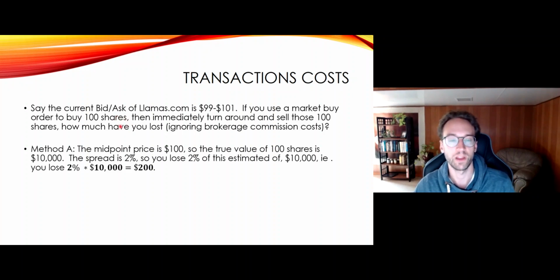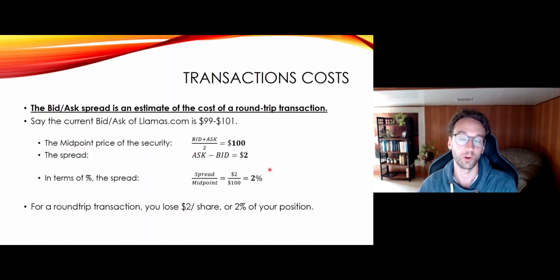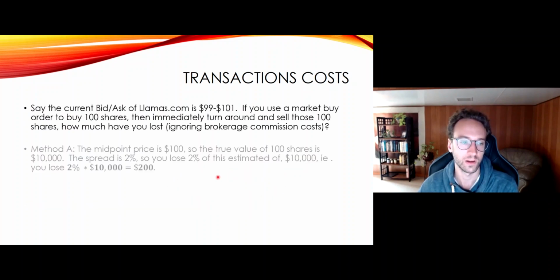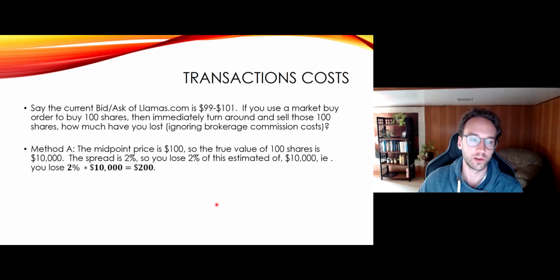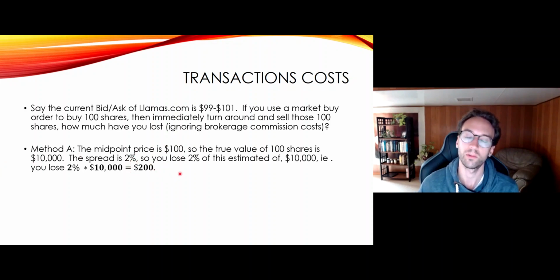I'm going to show you two different methods. This is method one. This is the percentage method. The midpoint price is $100, and we said that the spread was $2, right? Or excuse me, well, it is $2, but 2% is the relevant figure here. We said the spread is 2%. So what's the value of the shares we bought? Well, the midpoint price is 100, so $100 times 100 shares is $10,000. Thus, in the round trip transaction, we lose 2%, which is losing $200 in total. So we pay $200 for a round trip transaction buying and selling this.